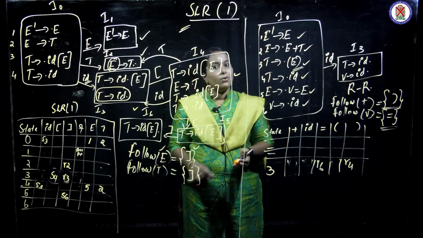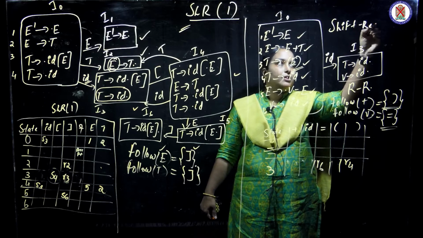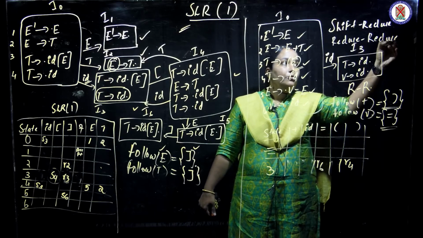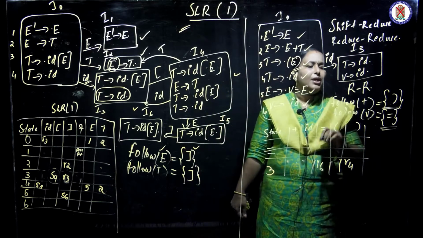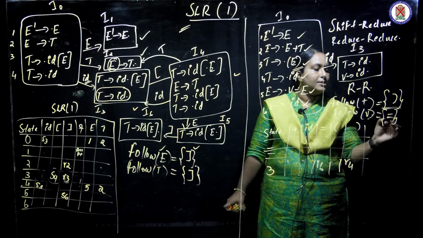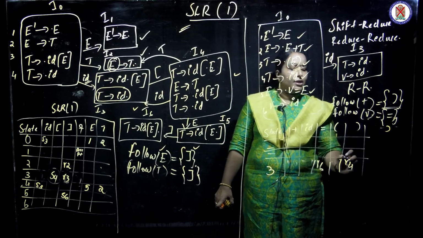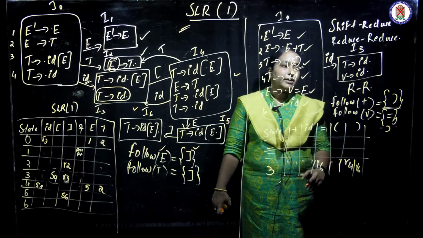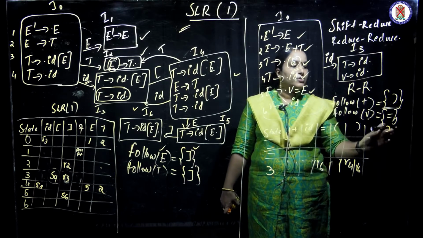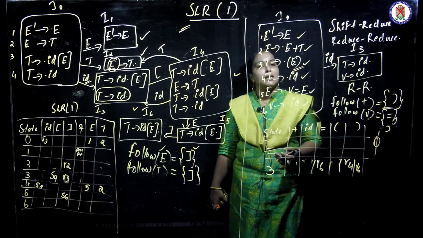Also in SLR1, shift reduce conflict and reduce conflict may occur. When does it happen? For example, if follow of V contains equal to and closing braces, then here there will be R4 and R6, isn't it? So here reduce conflict happens. So the intersection of the follow symbols must be what? Null.